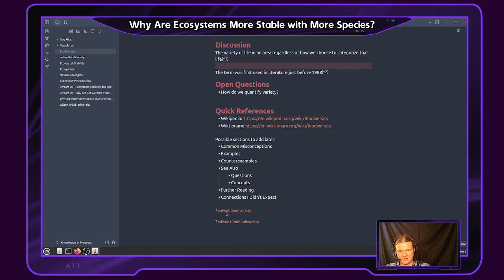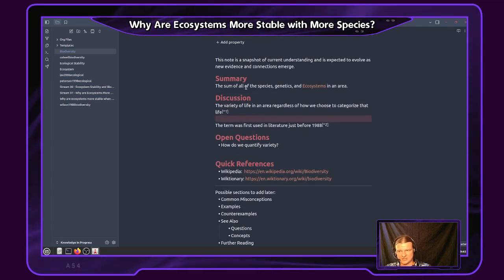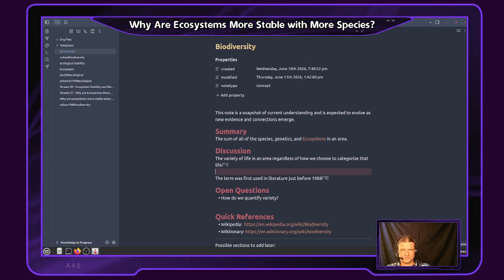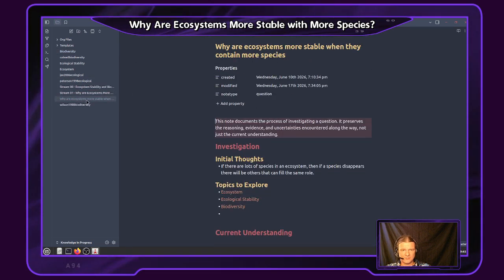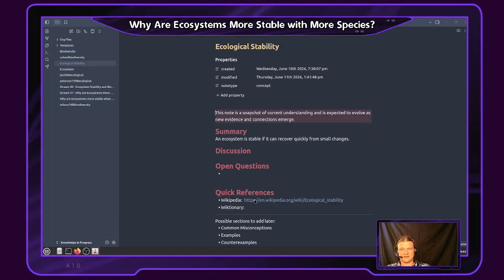So now if we look at our footnotes, we have our two sources. We have a discussion with a definition. We have a summary. And we have that one defined. So that leads us to the big one that we were working on last time, which is ecological stability. So if we open this up, we have a summary. An ecosystem is stable if it can recover quickly from small changes. And we were starting to look at some sources here.